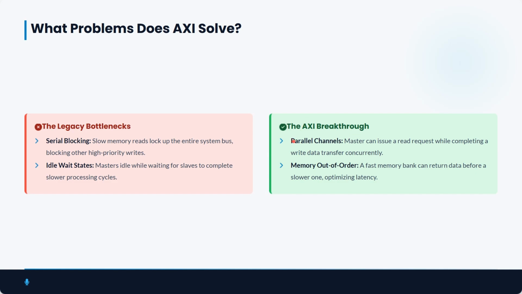Parallel channels: a master can issue a brand new read request on the read address channel while simultaneously transmitting write data on the write channel. Then we have something called out-of-order completion. If a master sends request 1 to slow flash memory and request 2 to fast internal RAM, AXI allows the fast RAM to respond with data 2 before data 1 arrives. No head-of-line blocking.